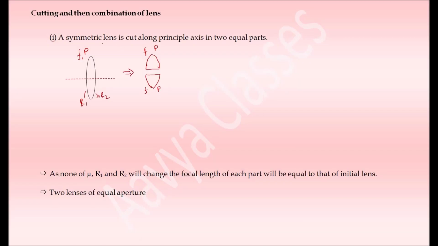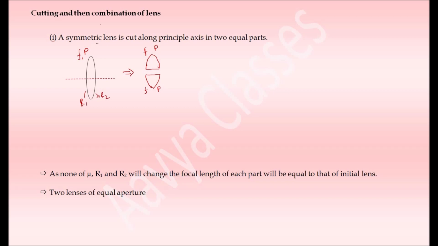So we will learn the cutting of lens. Clearly a lens can be cut in various ways. That is, it can be cut along the principal axis, along a line parallel to the principal axis, it can be cut along the optical axis, or any other way.